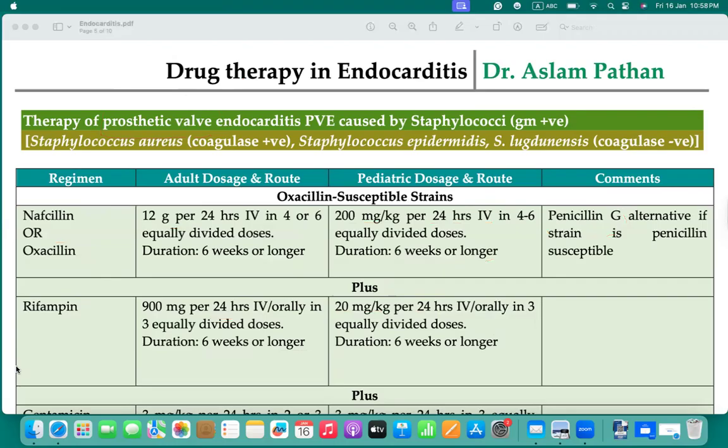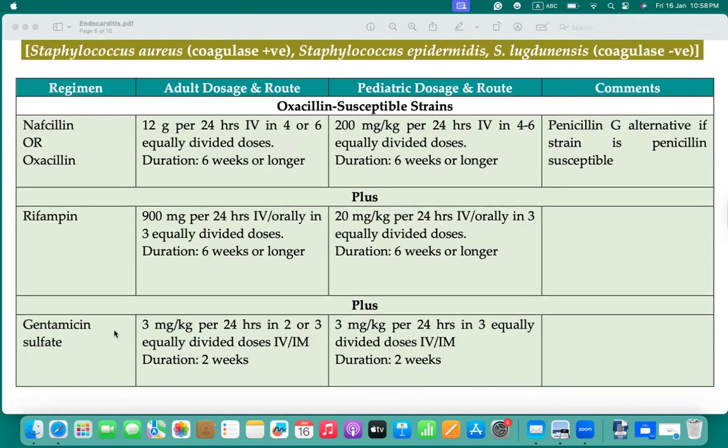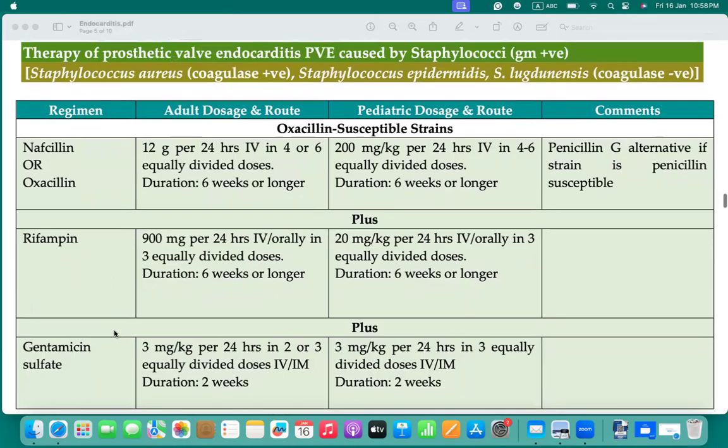Third drug is gentamicin sulfate. Gentamicin is an aminoglycoside antibiotic. The dose for adult and pediatric is the same, 3 milligram per kg per 24 hours in 3 equally divided doses, either intravenous or intramuscular. Duration here is 2 weeks.